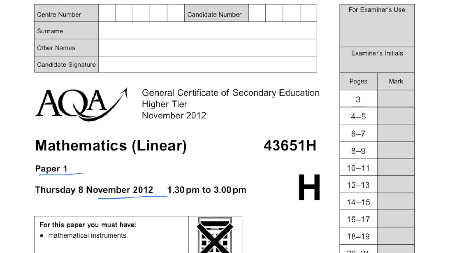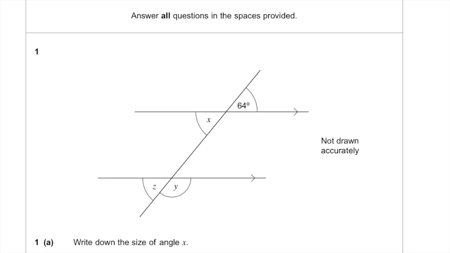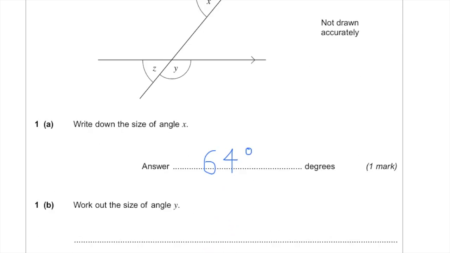2012, Paper 1, Non Calc. Question 1, Part A. Write down the size of angle X. Angle X is equal to 64 degrees because opposite angles are equal to each other.